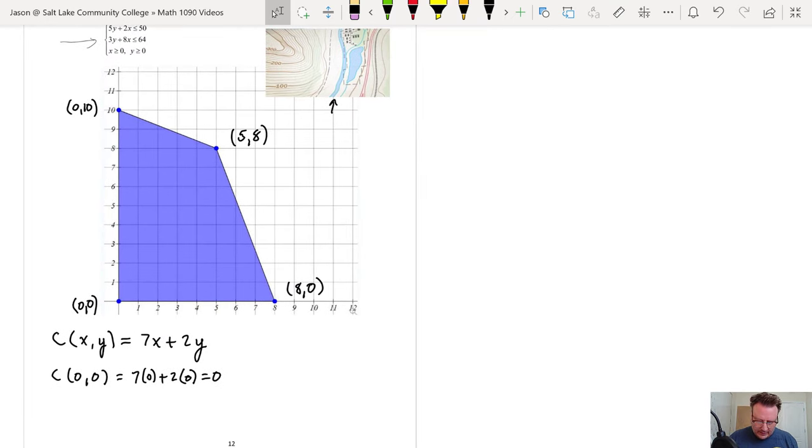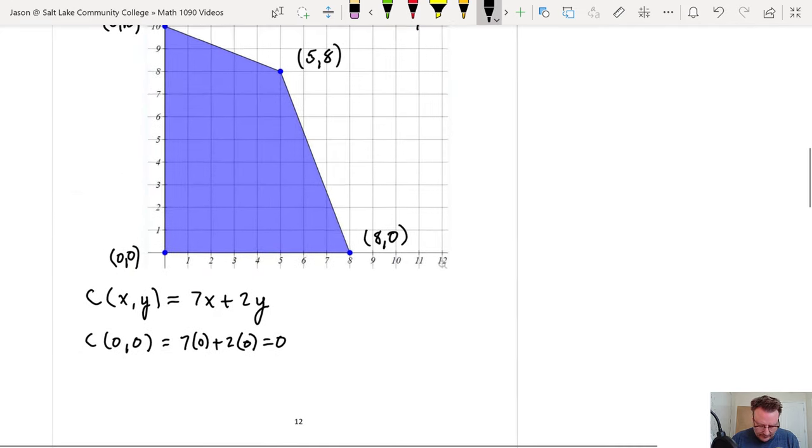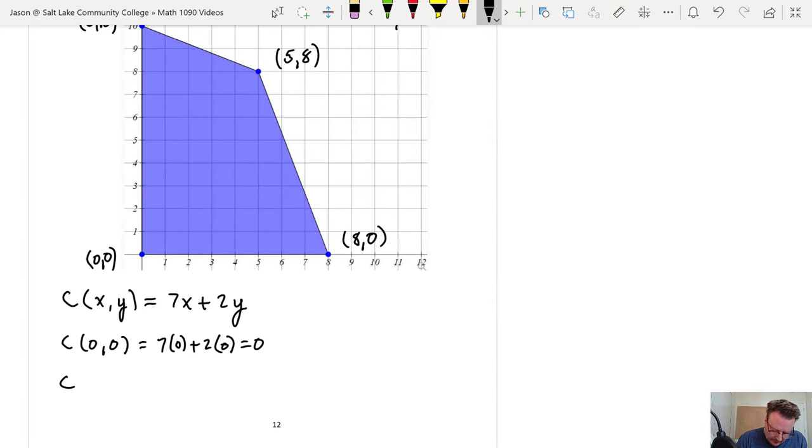If I plug in this point 0, 10, what do I get? I get 7 times 0, which is 0, plus 2 times 10, which is 20. Okay, that's better. That's a bigger number. We're trying to maximize this function, remember.